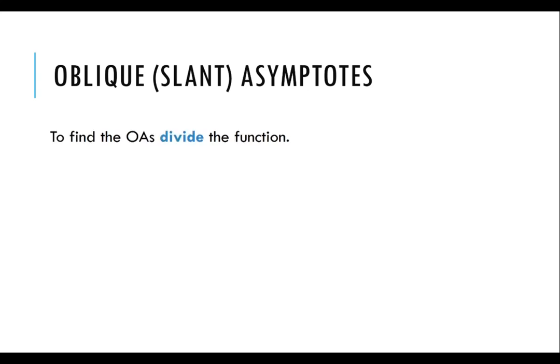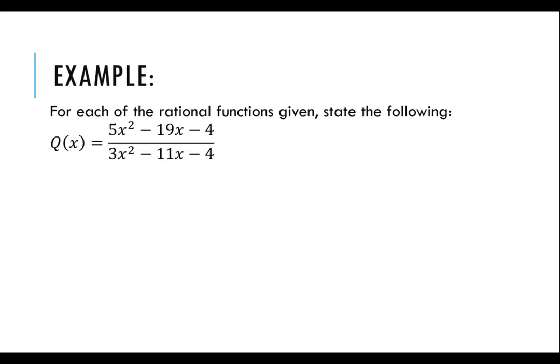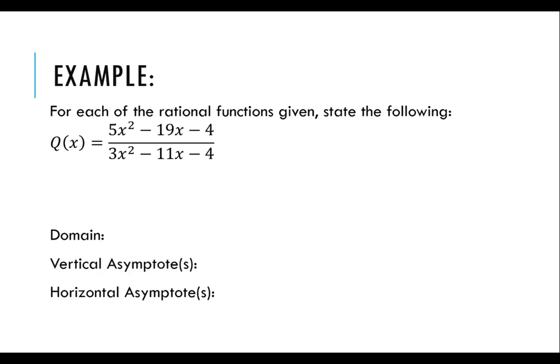To find the oblique asymptotes, we just divide the function. And then whatever resulting polynomial is left over, ignoring the remainder, that's the equation of the line for the oblique asymptote. So if I'm given this, we want to state the domain, the vertical asymptotes, and the horizontal or oblique asymptotes. So first, let's figure out the domain. Well, really, we just have to consider the denominator. So of course we know that 3x squared minus 11x minus 4 can never equal 0.